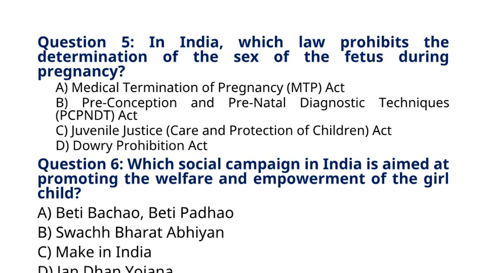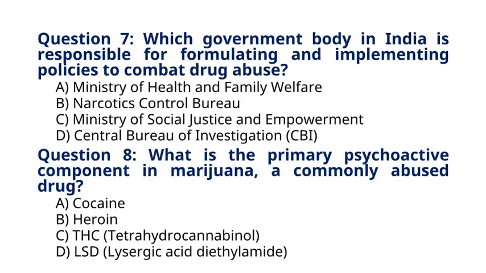Question 6. Which social campaign in India is aimed at promoting the welfare and empowerment of the girl child? A. Beti Bachao, Beti Padhao. B. Swachh Bharat Abhiyan. C. Make in India. D. Jan Dhan Yojana. The correct answer to question 6 is option A. Beti Bachao, Beti Padhao.